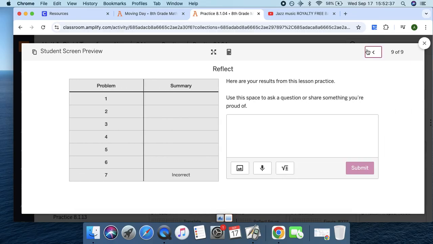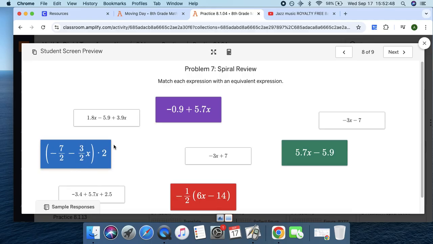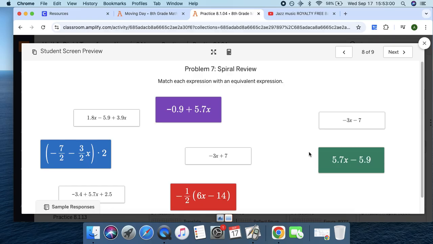8. Sorry, what does 8 say? Match each expression with an equivalent expression. Is that what it says? Okay, so, oh my god, I'm actually going to have to do this. Negative 5.7 minus 5.9. Who is that equivalent to? Well, it's not negative. It's positive 5.7x minus 5.9.